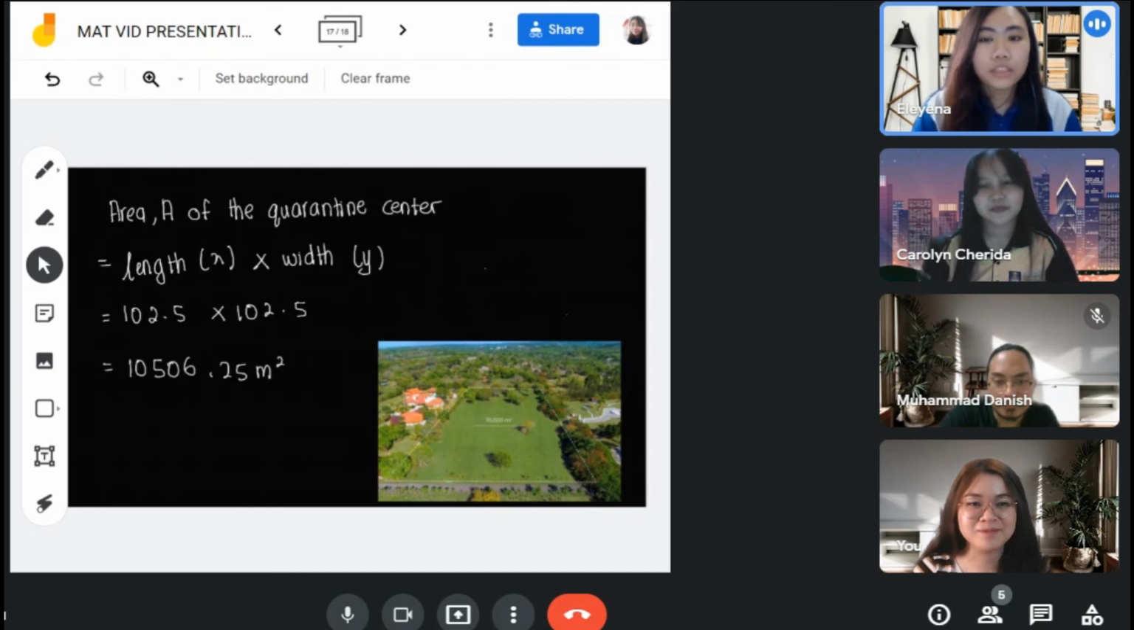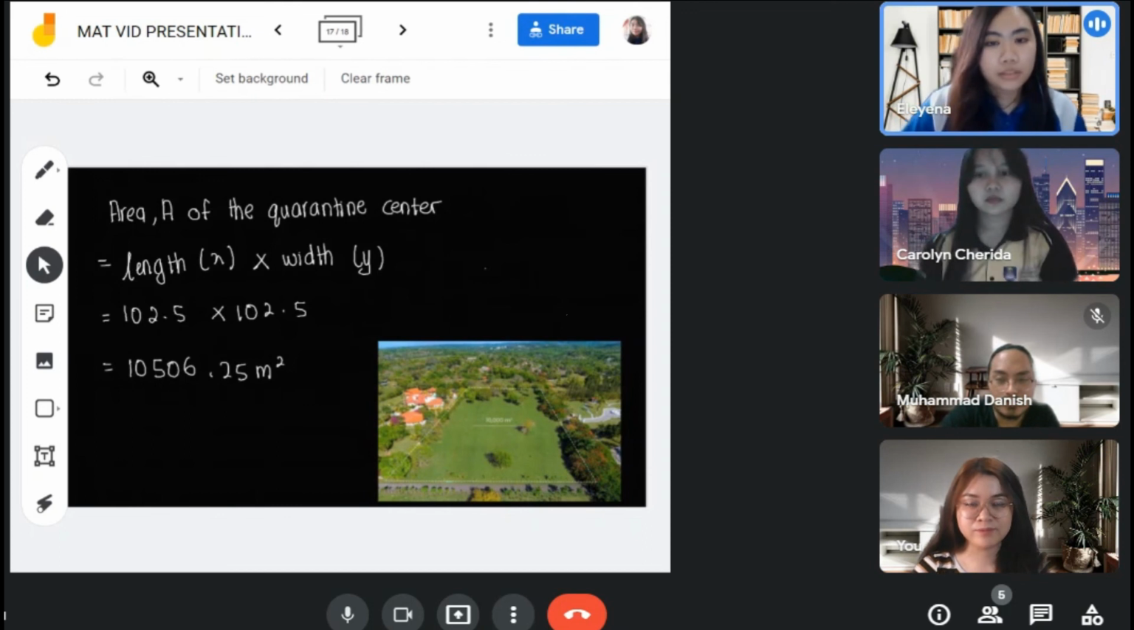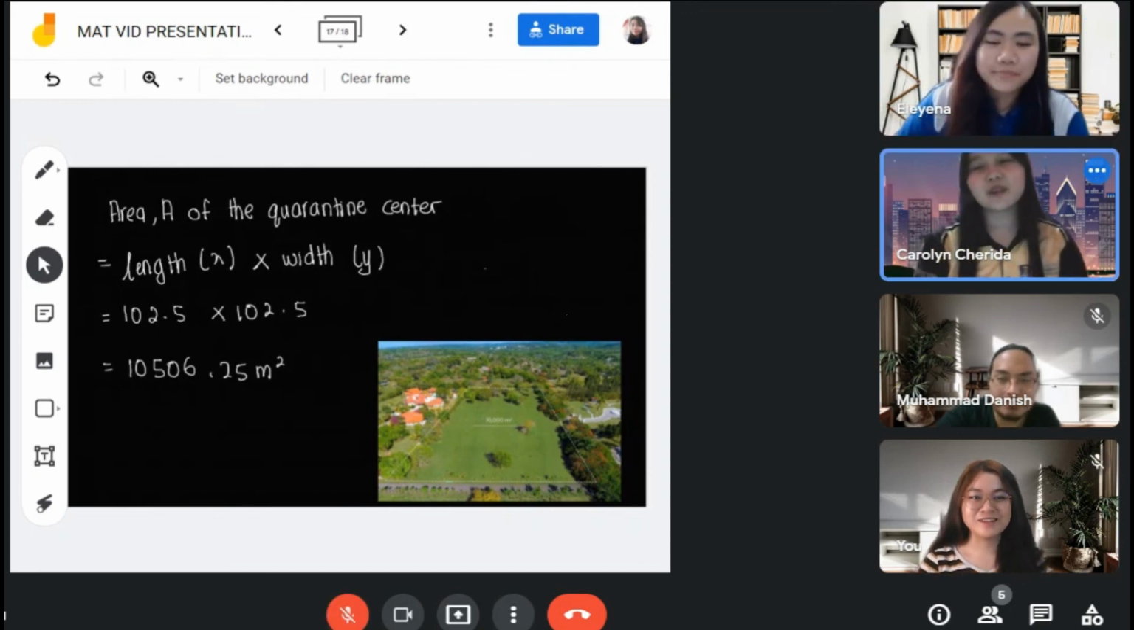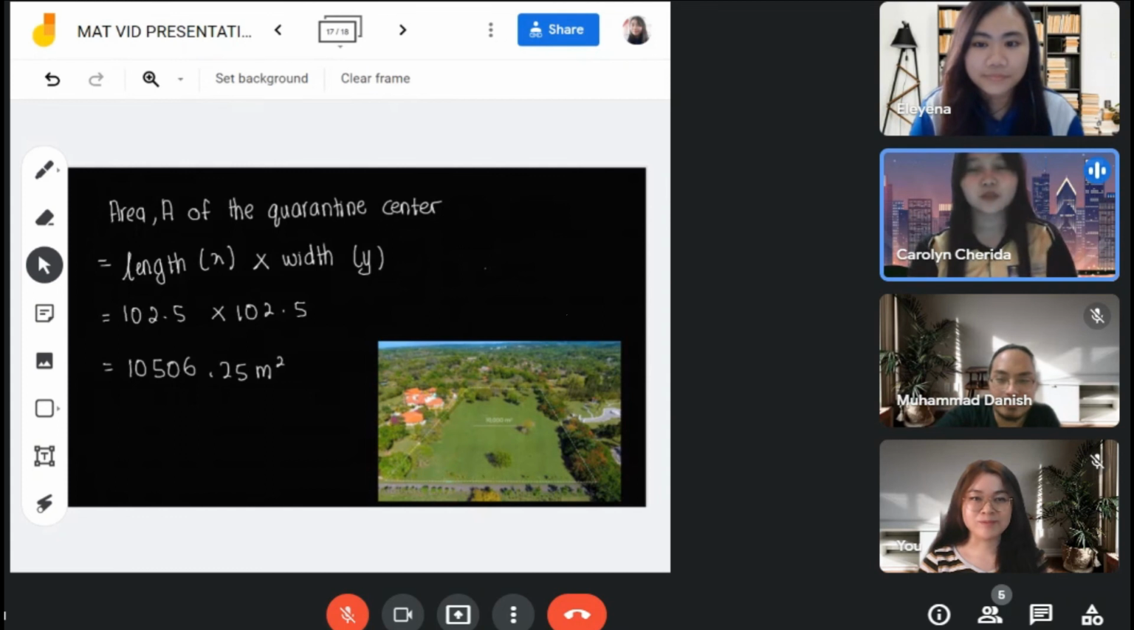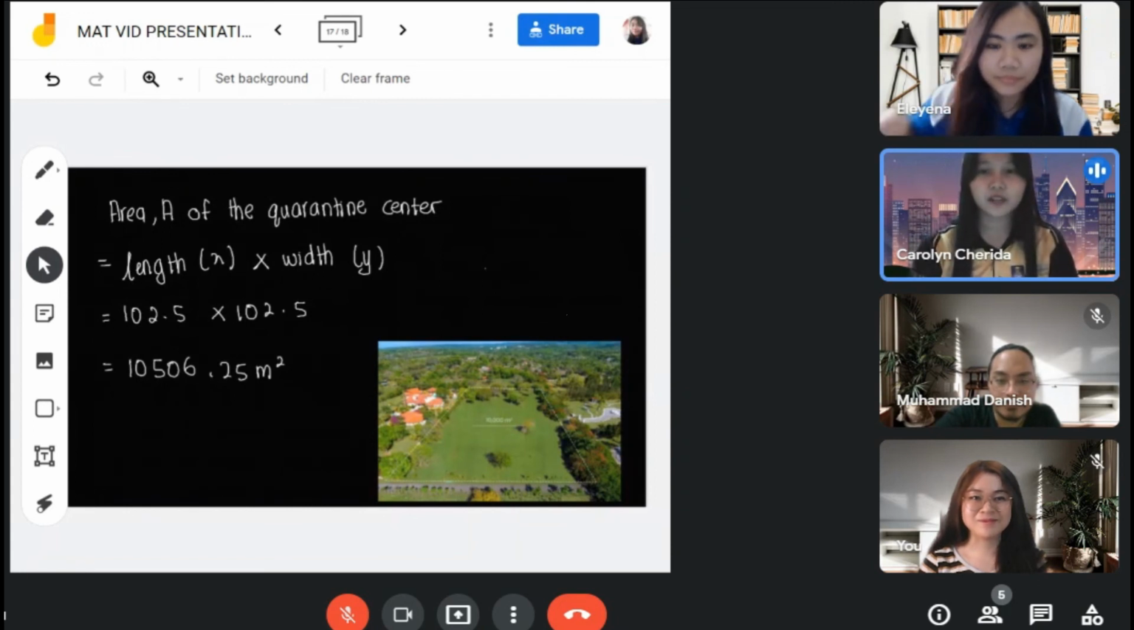So, from our discussion this morning, to get the dimensions of the quarantine center with the maximum area that can be enclosed with 410 meters, we are applying the maximum and minimum method. Oh, yes. And from our calculation, we get that the dimensions of the quarantine center with maximum area that can be enclosed with 410 meters are a length and width of 102.5 meters. So this picture is an example to show how large the area needed for the quarantine center is.